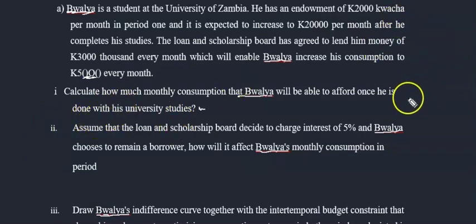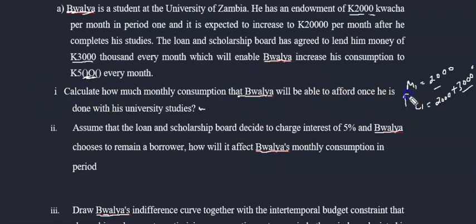If we can see, Walia in period 1 has an endowment of 2,000. This endowment is just the income in period 1, which is equal to 2,000. Then Walia is also able to get a loan of 3,000. So this 2,000 plus the loan Walia is getting gives us the consumption he has in period 1, which is 2,000 plus the 3,000 he is getting.